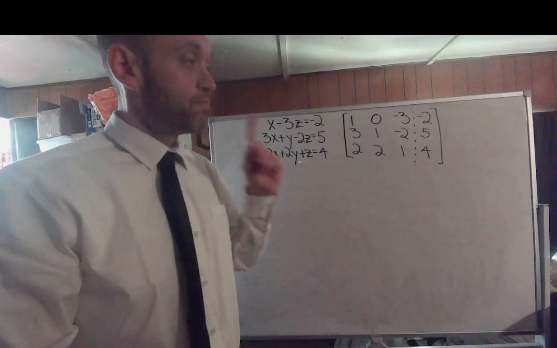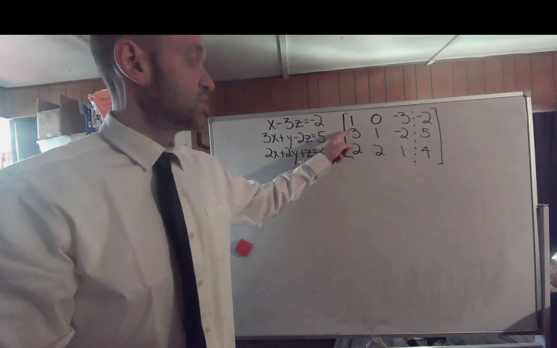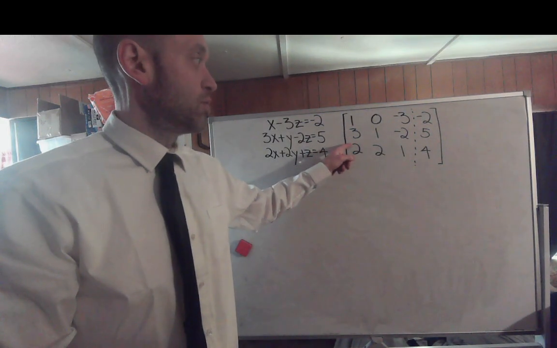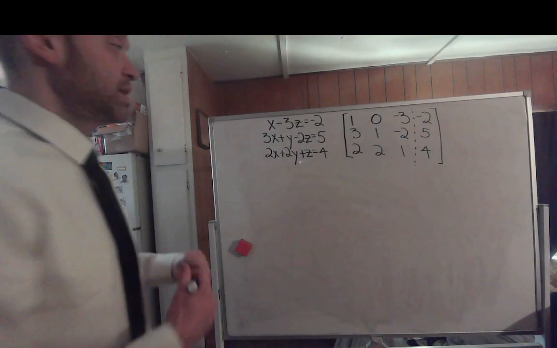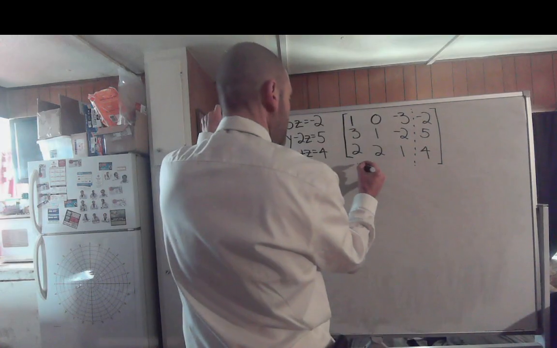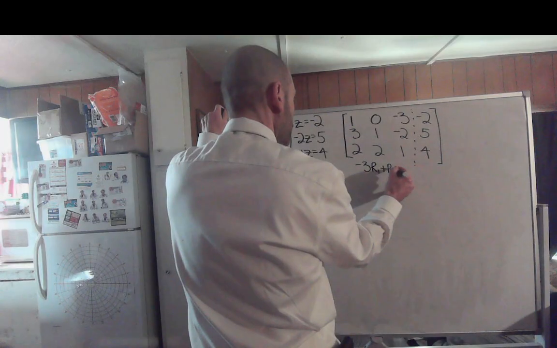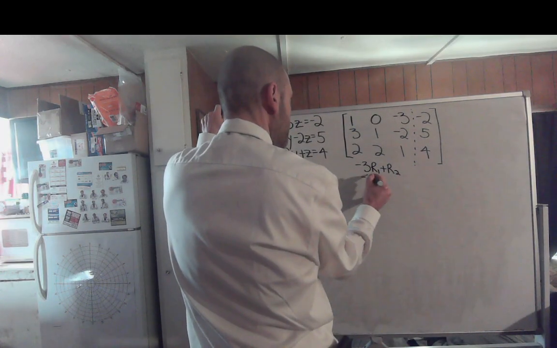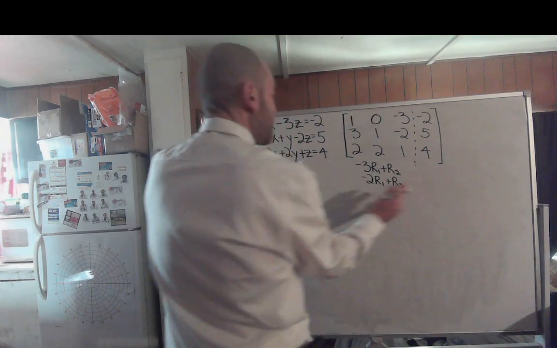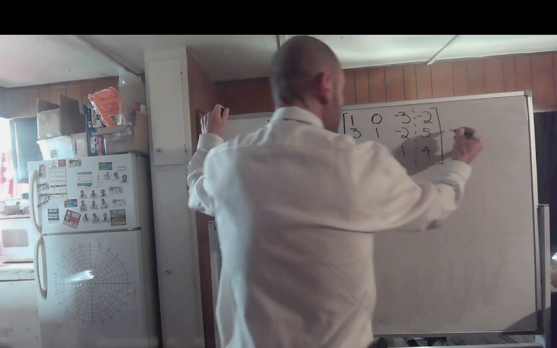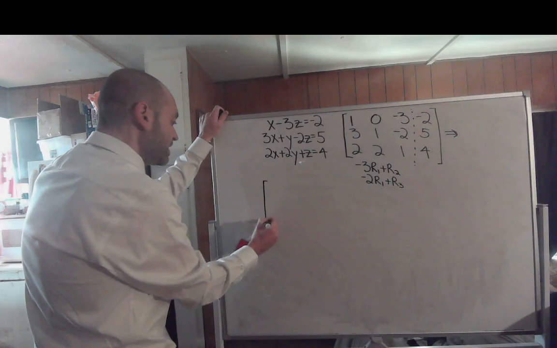So next thing I'm going to suggest is we make the first digits in rows 2 and 3 a 0. And you can do both row operations at once. If I take negative 3 times row 1, add that to row 2, and if I take negative 2 times row 1, add that to row 3, I can make those first digits in each of those rows a 0. So let's do that here.